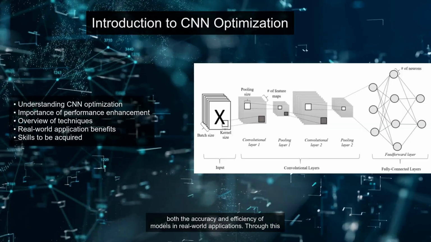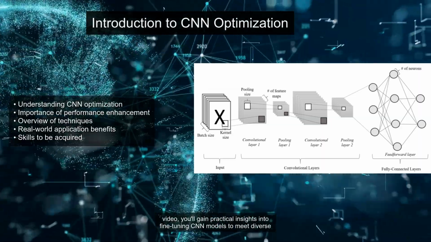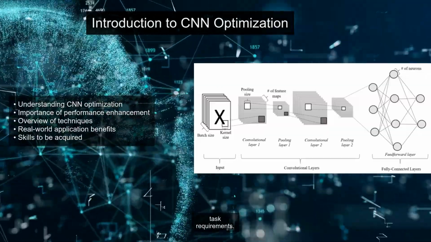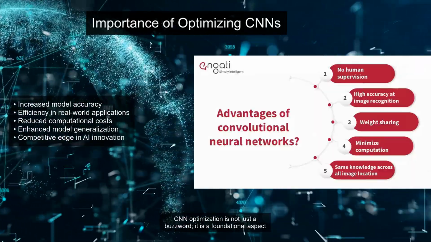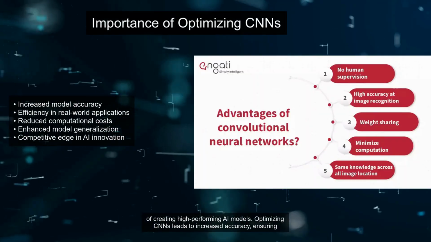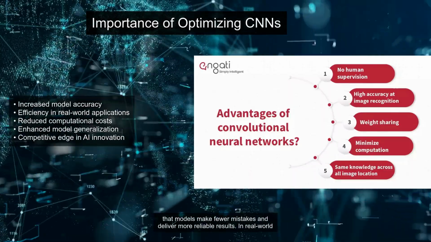Optimizing CNNs is crucial for improving both the accuracy and efficiency of models in real-world applications. Through this video, you'll gain practical insights into fine-tuning CNN models to meet diverse task requirements. CNN optimization is not just a buzzword, it is a foundational aspect of creating high-performing AI models. Optimizing CNNs leads to increased accuracy, ensuring that models make fewer mistakes and deliver more reliable results.